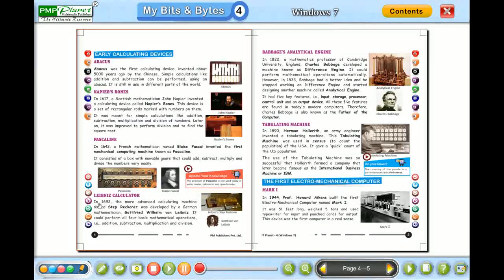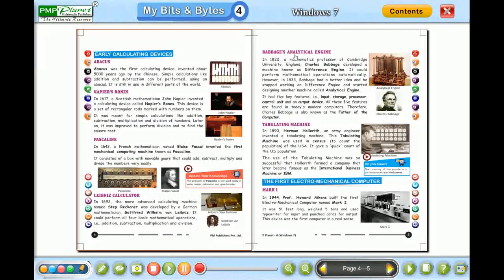Next topic is Lagrange calculator. In 1692, a more advanced calculating machine was developed by German mathematician Gottfried Wilhelm von Leibniz. It could perform all four basic mathematical operations, that is addition, subtraction, multiplication and division.